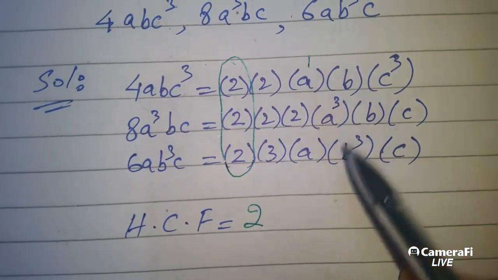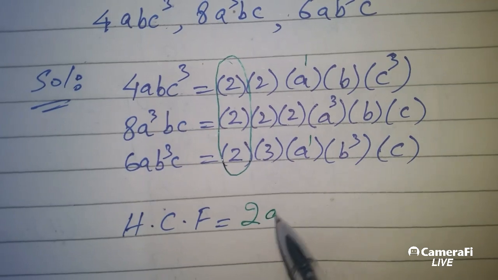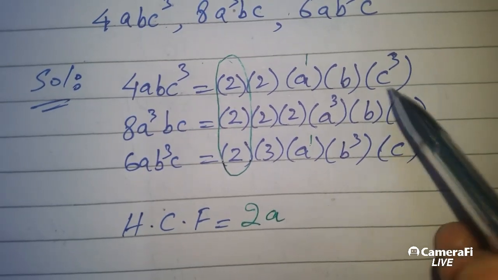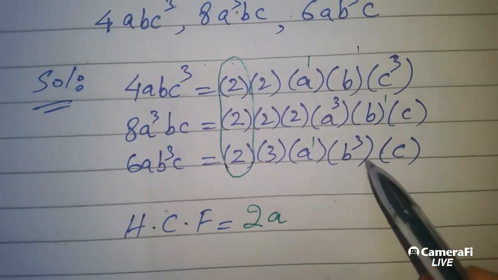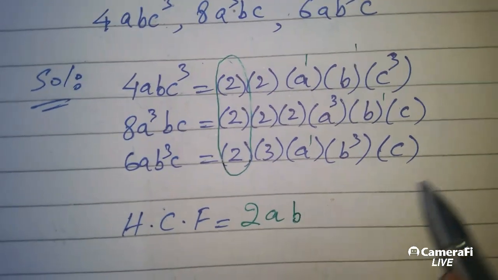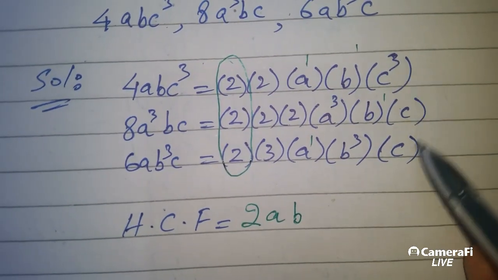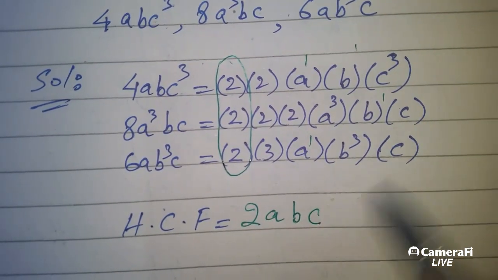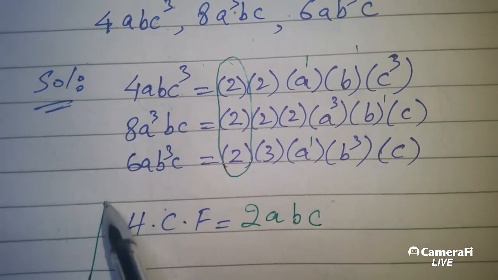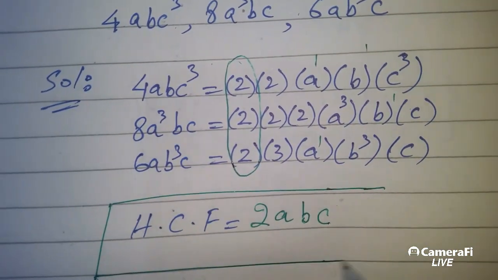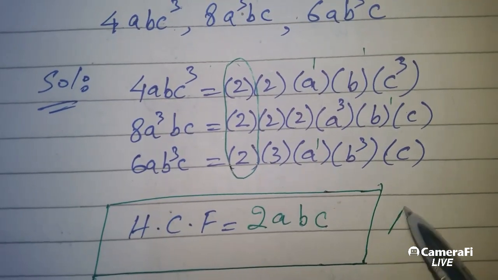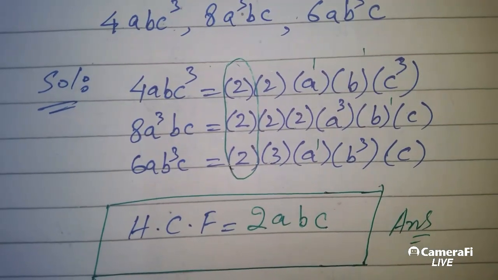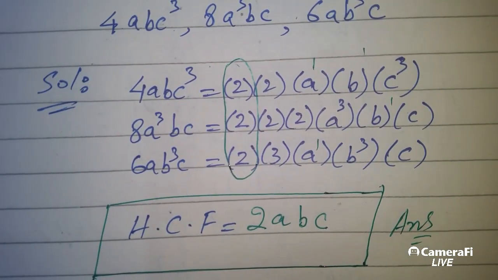A raised to power 1, 1 and 3. The smallest power can be taken as a common factor. B raised to power 1, 1 and 3, so B raised to power 1 is a common factor. C raised to power 3, 1 and 1, so C raised to power 1 is a common factor. So this is the answer to the problem. Next question.